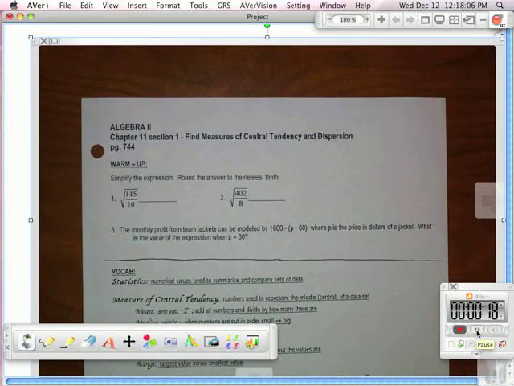So, here's what we're doing. Chapter 11, Section 1, find measures of central tendency and dispersion. So take just a minute to do the warm-up, because it's kind of a review of some skills you might need for this particular section.